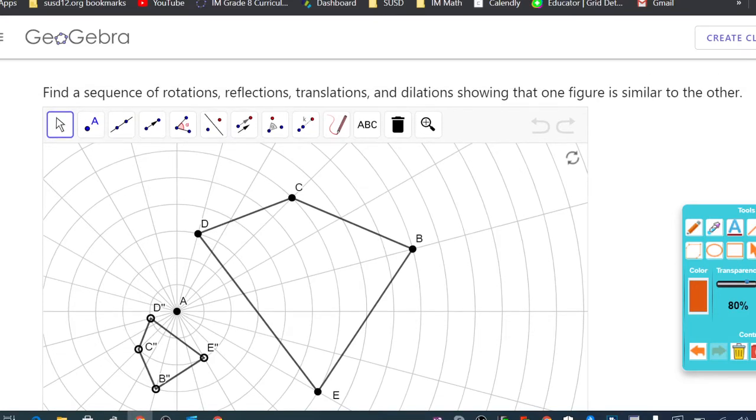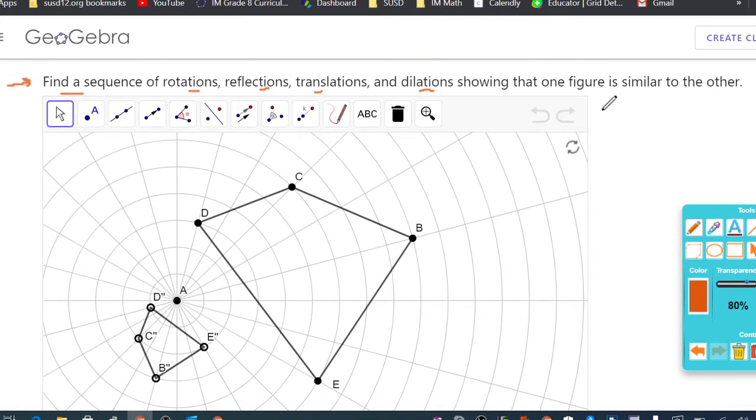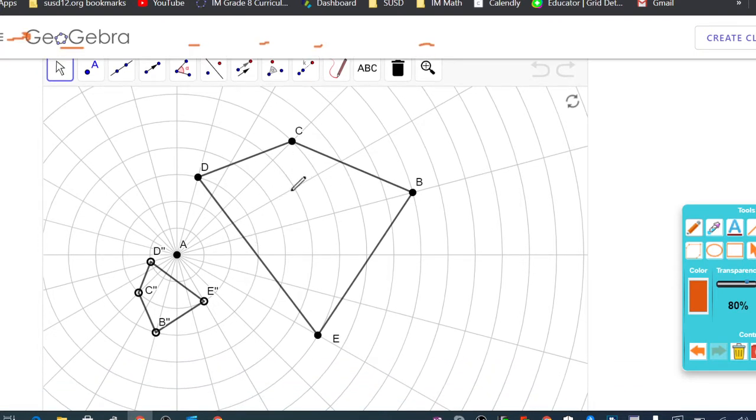Problem 3. Problem 3 is a review from Unit 2, dilations. Remember all of those rigid transformations and dilations? Here's a review. Find a sequence of rotations, reflections, translations, and dilations showing that one figure is similar to the other. So, what sequence of transformations would we use to show that one figure is similar to the other? Basically, we have to transform the big shape into the small shape or vice versa.